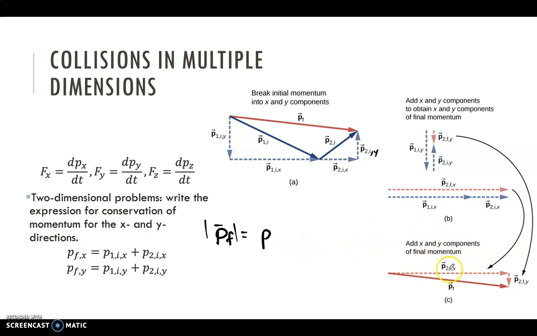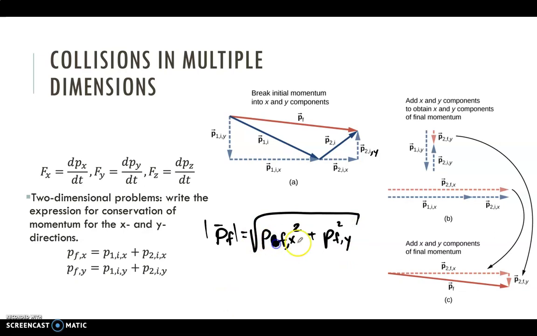We'll have P2 final x. Well, I'll just say P final x, comma x. I don't know why they have to make it complicated sometimes. Squared, plus P final y squared, and then square root that.